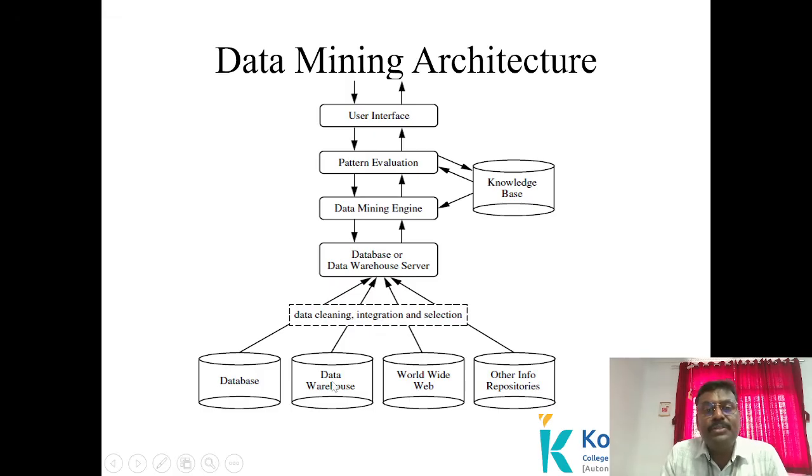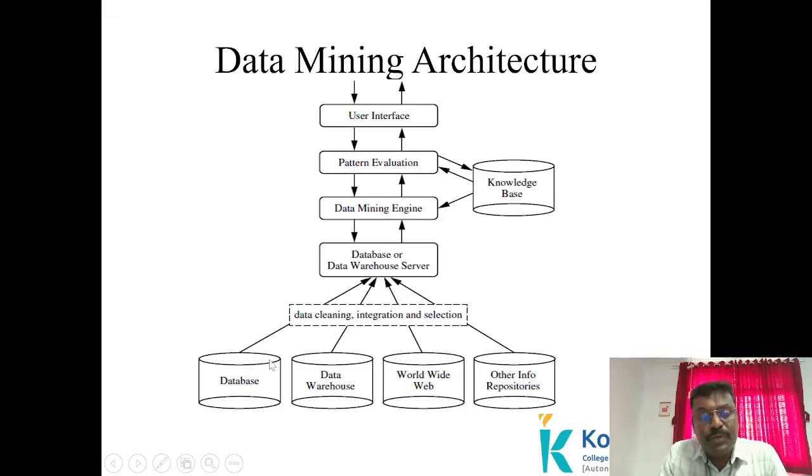In this architecture, you follow a number of different steps. The first is the user interface. The next is pattern evaluation. The third is the data mining engine. The fourth is the database or data warehouse server. You have different sources here: database, data warehouse, World Wide Web, and other information repositories. You collect all the data from the different places, then forward it to the database and data warehouse server.